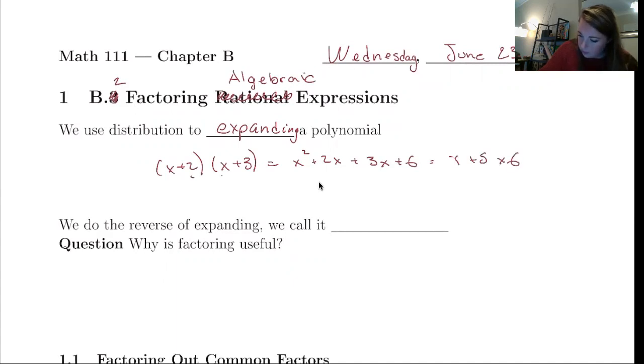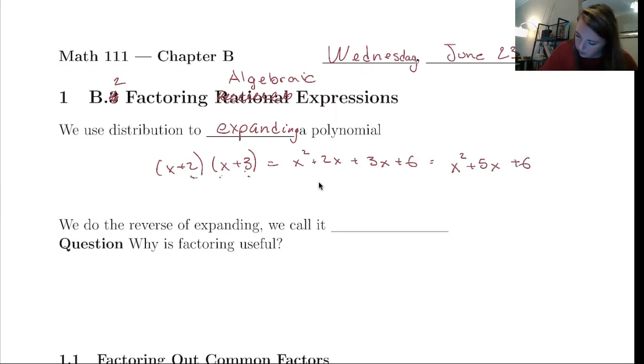Some people also call that foiling. So you do the first ones, the outer ones, inner ones, and then the last ones of each factor. Okay, I wrote this last line very badly. X squared plus 5x plus 6.